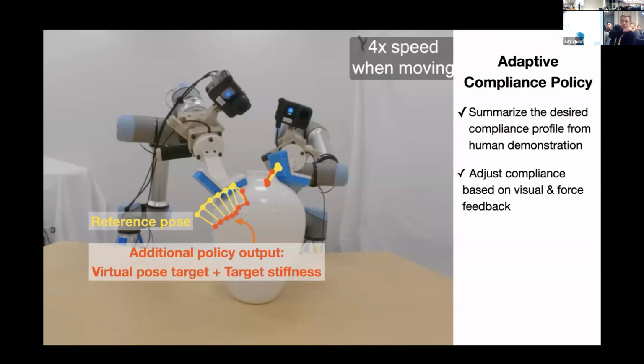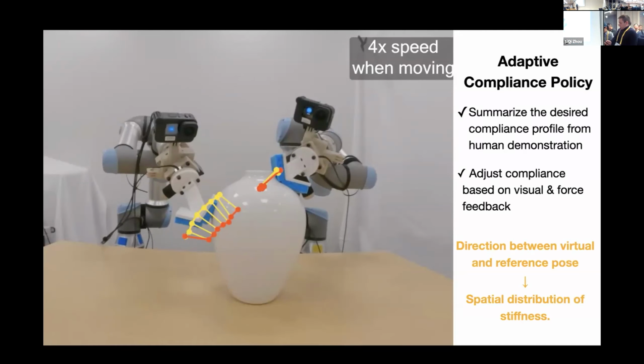And here you can see that through the robot's execution, when the virtual target is aligned with the position target, it means that the robot will be very stiff and track the position very precisely. When they deviate, it means that you want the robot to be more compliant. The directional difference between the reference target and the virtual target gives you the compliance direction, so you can adjust the compliance direction in 6DOF as well.